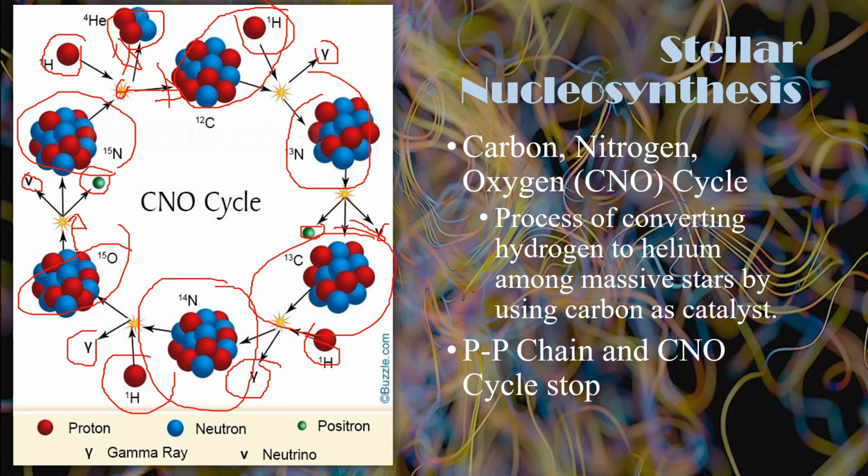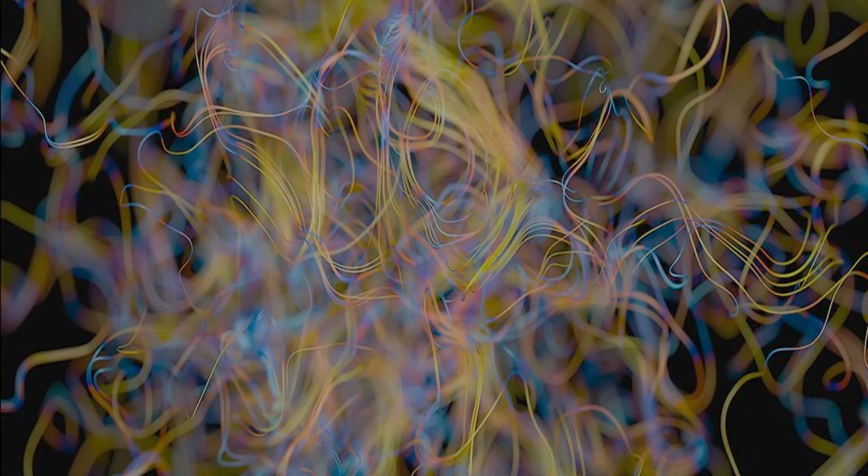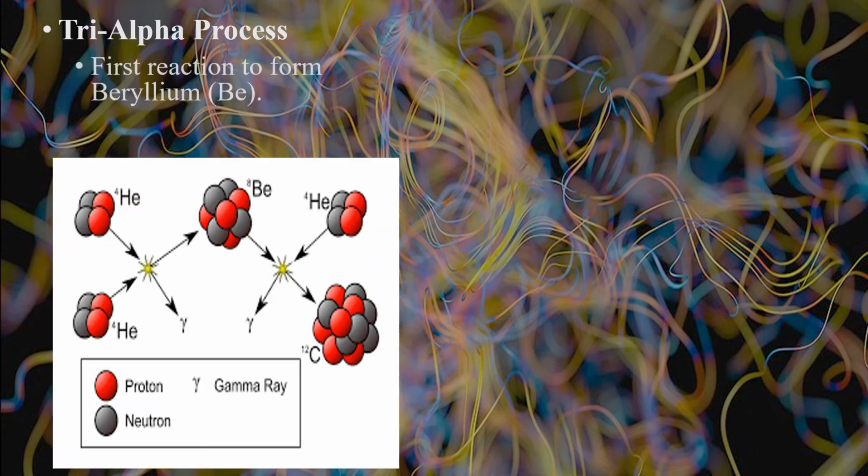So there is what we call hydrogen burning, and that is the time that another process will occur in order to produce other elements, and that leads to what we call the tri-alpha process. Always remember that alpha particles are equivalent to helium. So alpha is helium, which leads to the formation of beryllium.